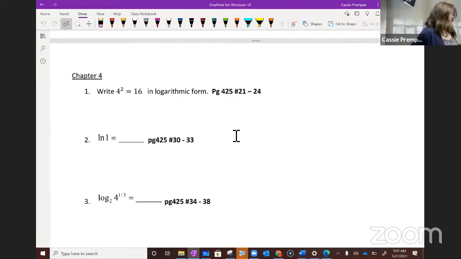In the same way that the answers were posted for the part 1 review, the answers will be posted for part 2. So you'll just have to look and see what page they refer to and check your answer as you go.